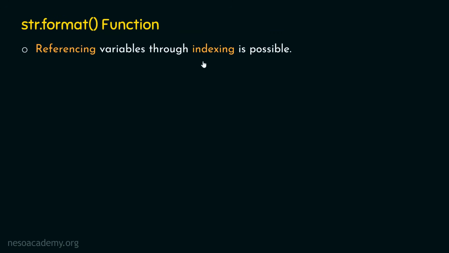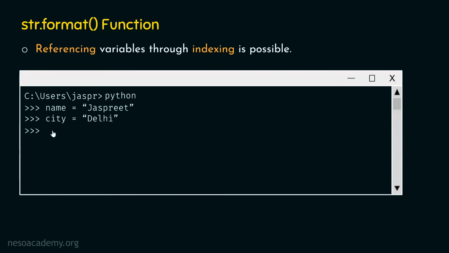Referencing variables through indexing is possible. We can reference variables through indexing. Let's understand this point with the help of an example. Let's open our command prompt once again and we will take the same variables name and city with the same values Jaspreet and Delhi. So name is pointing to Jaspreet and city is pointing to Delhi.